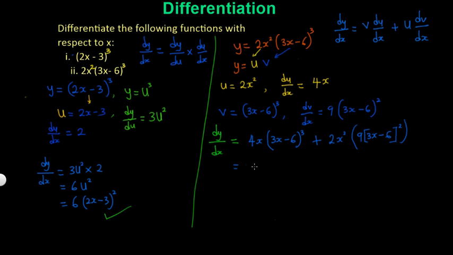So we can finally say dy/dx will be 4x open bracket 3x minus 6 close the bracket raised to the power of 3, plus, we can use this 9 to multiply this one outside, that is 18x squared open bracket 3x minus 6 close the bracket raised to the power of 2. So in this, we have successfully differentiated this function with respect to x.